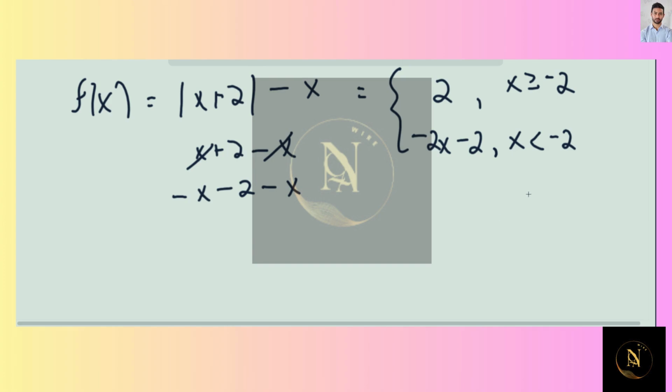So let's just do a quick little sketch here. And we'll do it in blue. Give me a couple little hash marks over here too. So when x is greater than or equal to negative 2, we're going to be at a constant of 2. And when we have x less than negative 2, then we're going to have a linear function. And we could plug in negative 2 if we want.